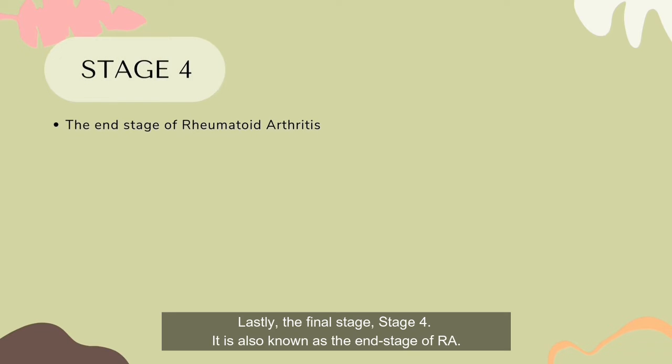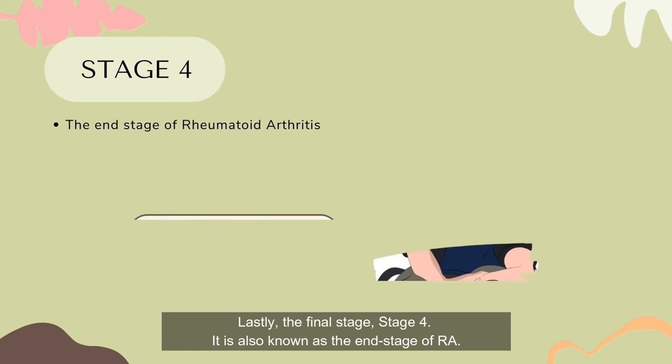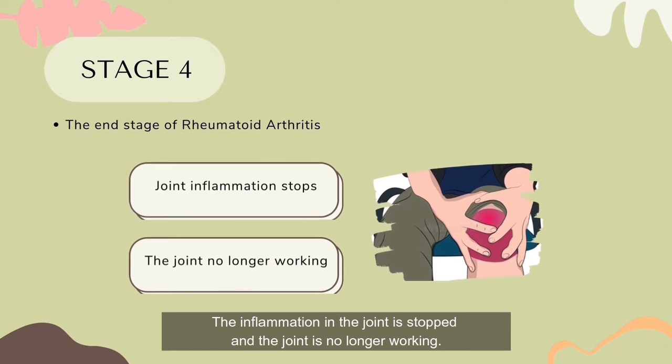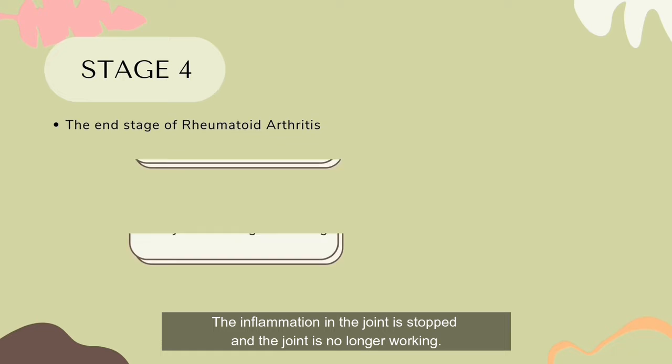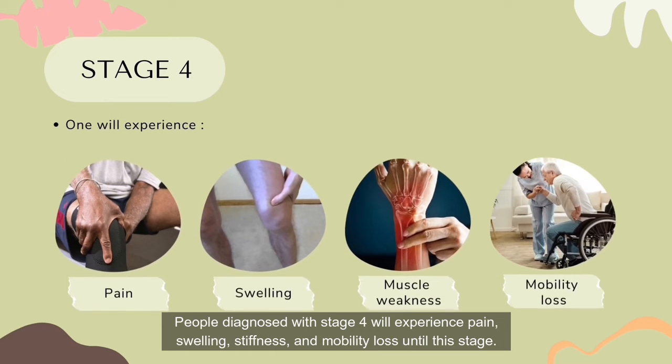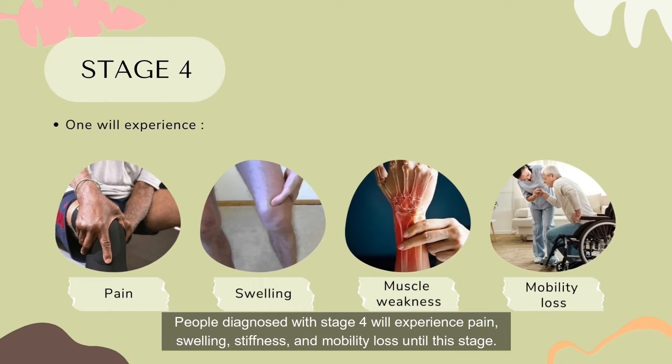Lastly, stage 4. It is also known as the end stage of rheumatoid arthritis. The inflammation in the joint is stopped and the joint is no longer working. People diagnosed with stage 4 will experience pain, swelling, muscle weakness, and mobility loss until this stage.